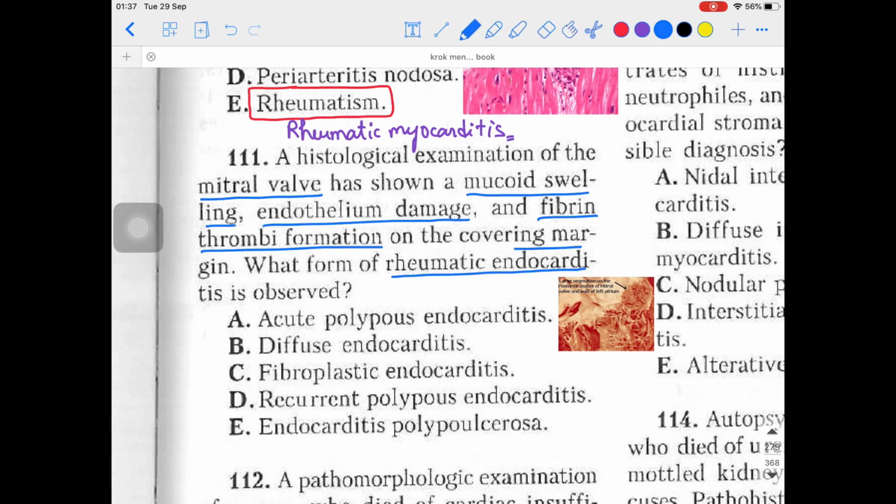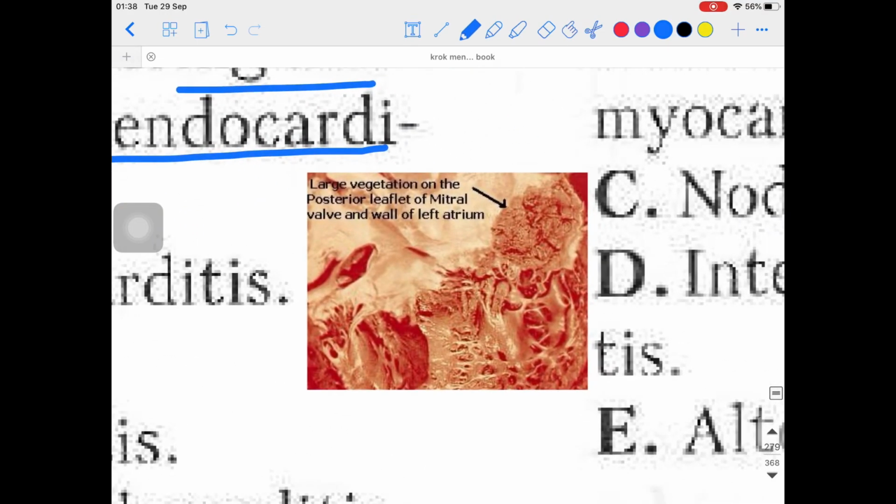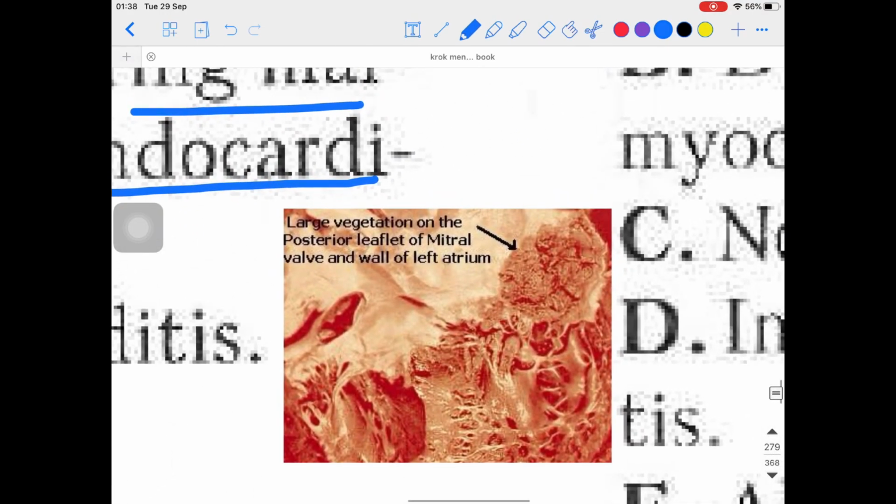In this question I'm going to tell you the endocarditis problem. Polyps are protrusions coming out from any kind of surface. These protrusions will sometimes come out from the mitral valve. As a complication of rheumatic heart disease, if they are coming out from the mitral valve surface, we call them acute polypus endocarditis, because some kind of polyps are coming out.